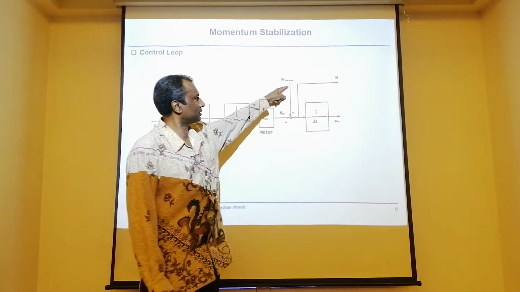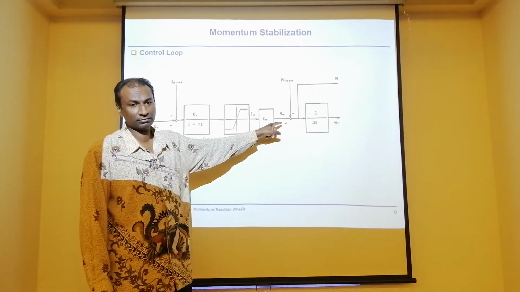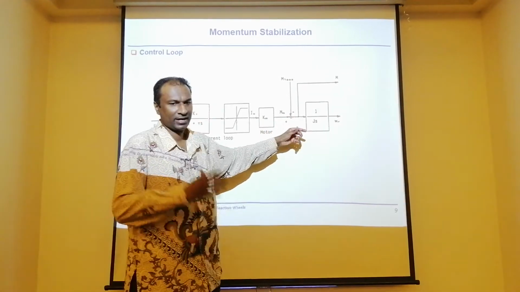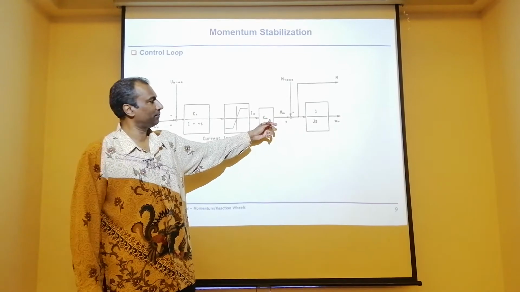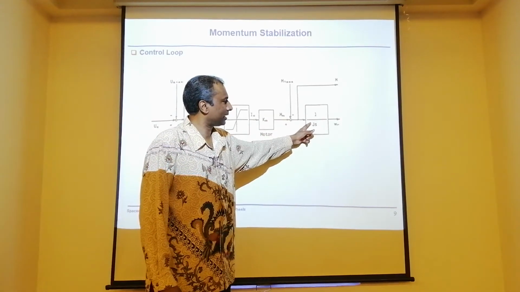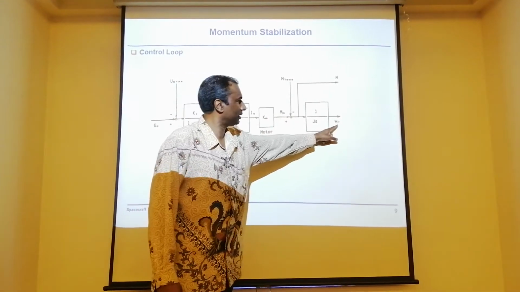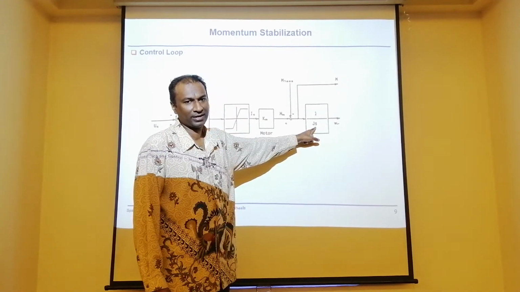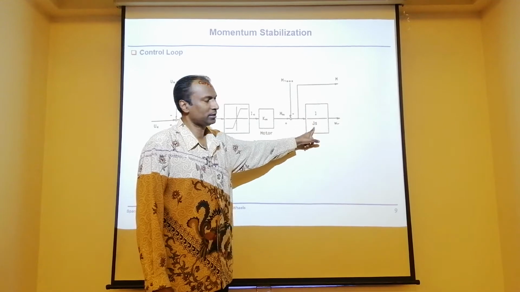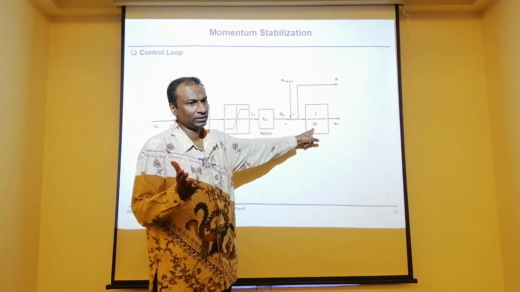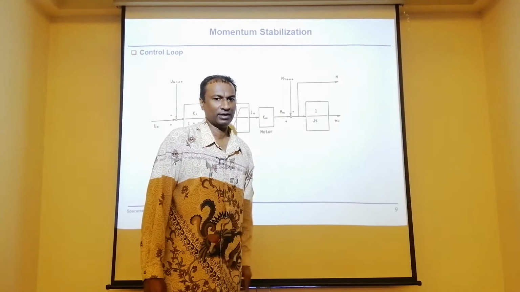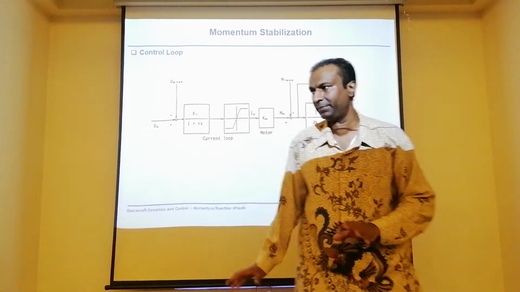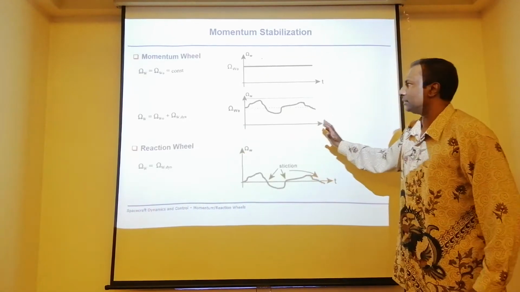Then you have some sort of losses of the wheel. Then you have eddy current loss, all those, so quite typical. Then it goes back to the actual wheel. Then you have the angular momentum. This S is the Laplace operator S. So 1 over the wheel inertia would give you the actual angular velocity of the wheel. Typical. Go on.